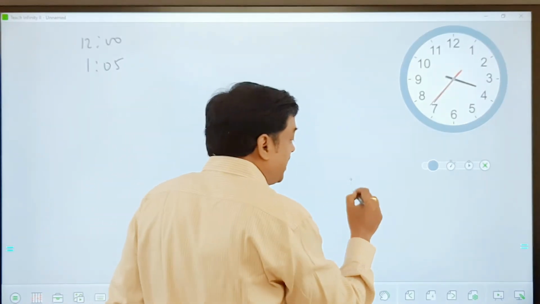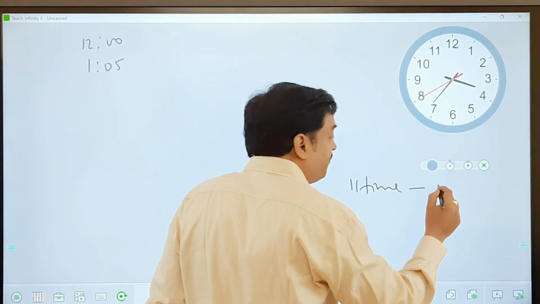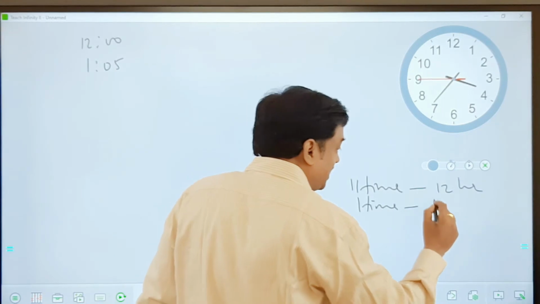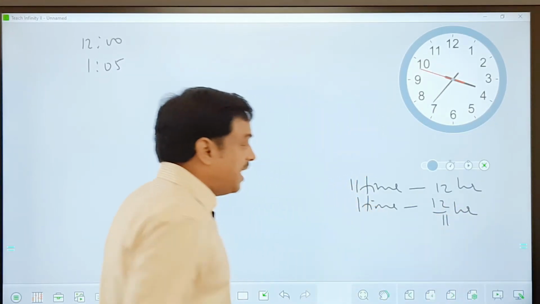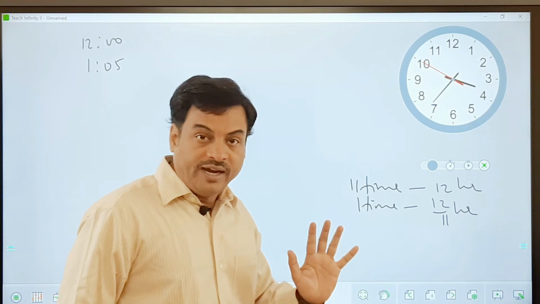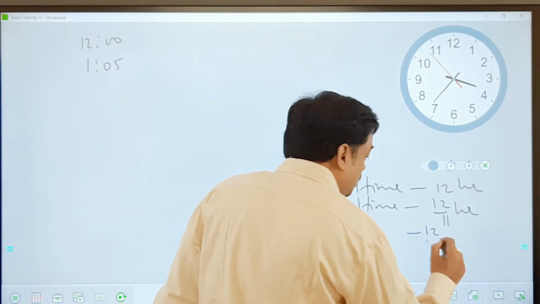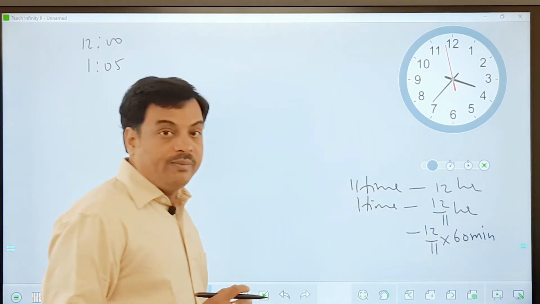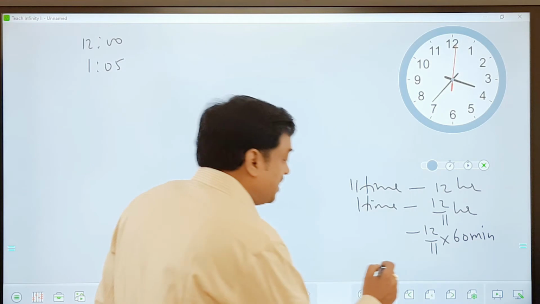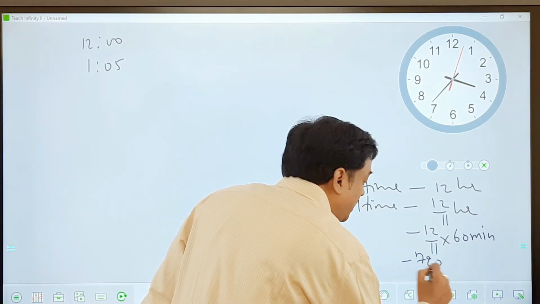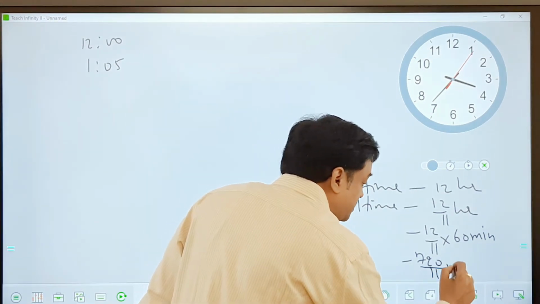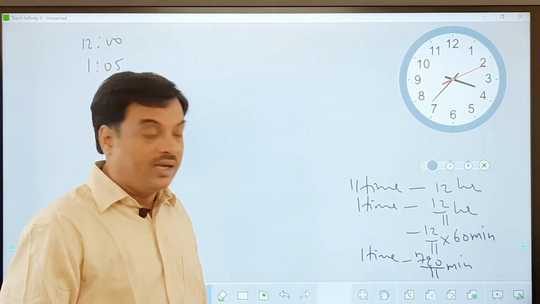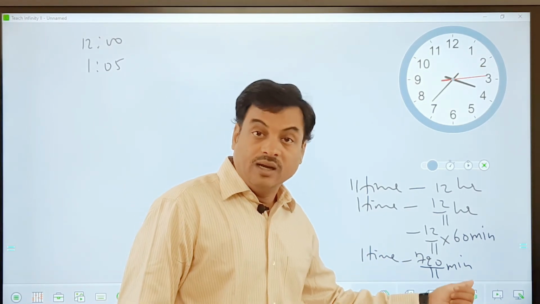Listen, all of you. If I say 11 times in every 12 hours, then for one time it will take 12 upon 11 hours. I'm just dividing by 11 on both sides. Then this will be 12 upon 11 into hour, which means 60 minutes, can I say? And this will be total 720, 12 into 60 is 720, upon 11 minutes. That will be the time for one occurrence. That means from one time to the other, it will take 720 upon 11 minutes.